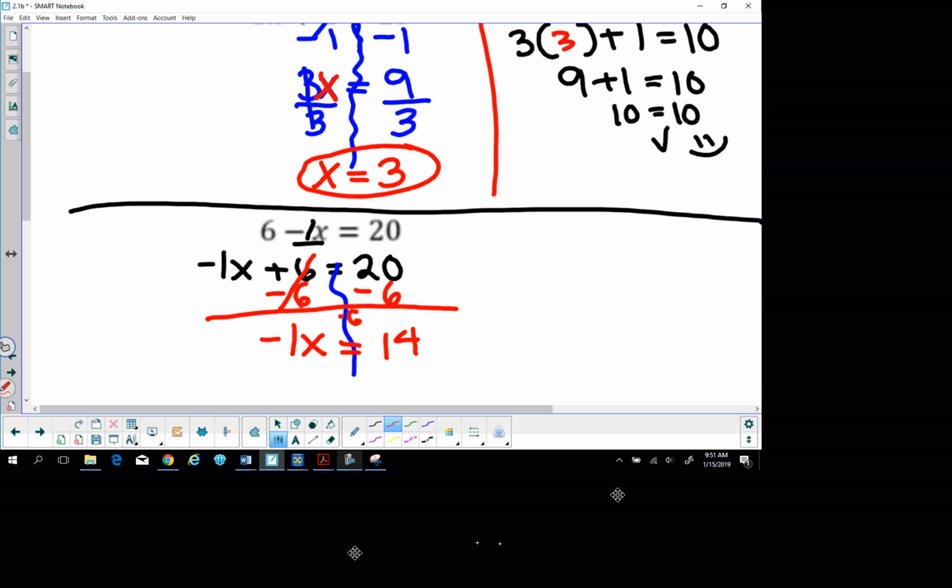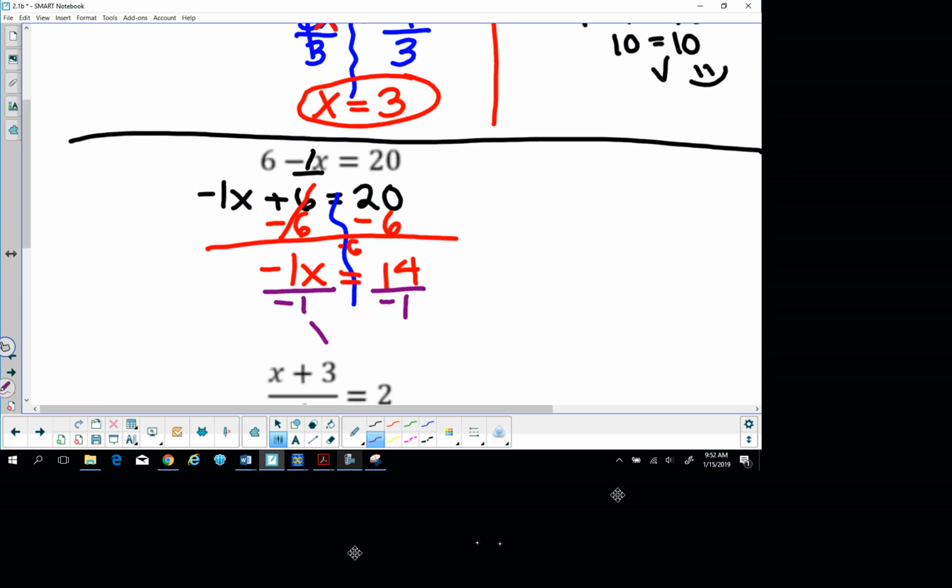Now we got that clingy girlfriend, negative 1. How do we get rid of her? What are we going to have to do with that? Divide them apart, right? We got to divide those two apart. So I'm going to divide, and don't drop that negative, by negative 1. When you do that, you end up getting x equals negative 14.